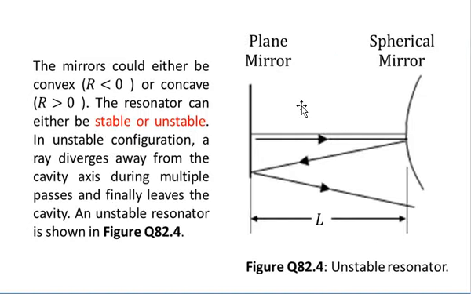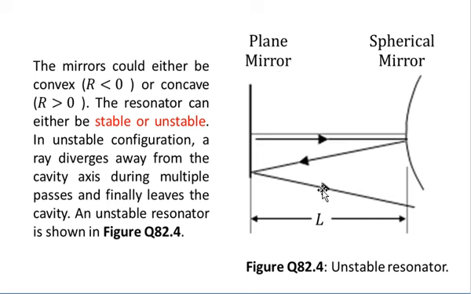Here I have shown a typical diagram which contains a plane mirror on the left-hand side and a spherical mirror on the right-hand side. This resonator is called an unstable resonator. You will notice that a ray in the center, shown with an arrow, is traveling parallel to the resonator axis. Then of course the spherical mirror is trying to push it outside the resonator, so it is reflected at some angle. And then at the plane mirror, the angle of incidence equal to the angle of reflection will be followed.